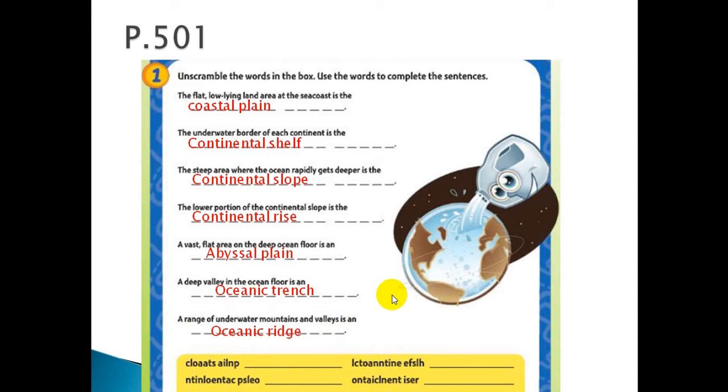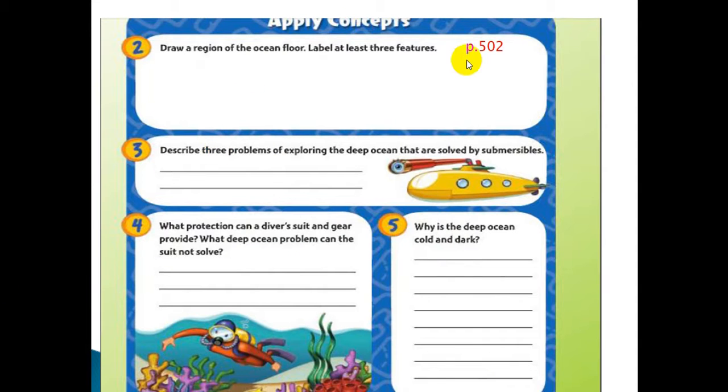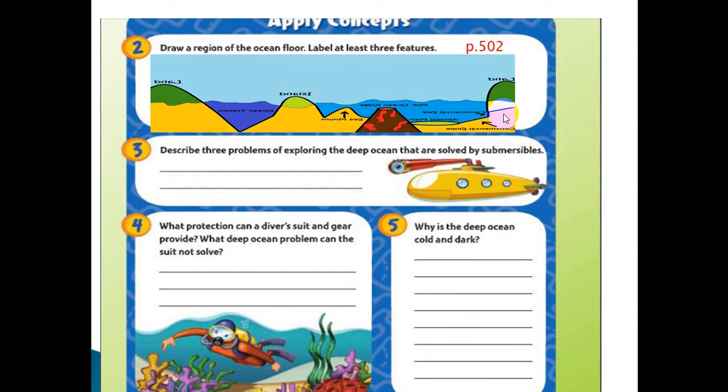Okay, so let's solve the next page, page 502. Draw a region of the ocean floor, label at least 3 features. We need to draw 3 things on the ocean floor. You can draw oceanic trench, volcanoes, mountains, ridge, as you like. So you can choose any 3 things from here. The most important part is that when you draw the ocean floor, don't draw it flat, because as we said, some places are low like trenches, some are high like ridges or mountains. Some are flat.